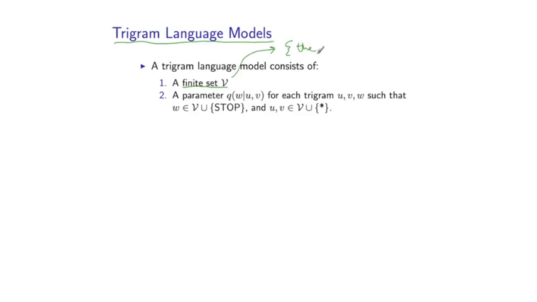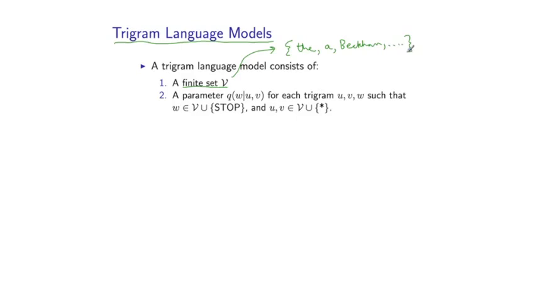So it might have words like the, a, Beckham, and so on and so on. Again, this might be a fairly large set, might be a few thousand or even a few tens of thousands of words.